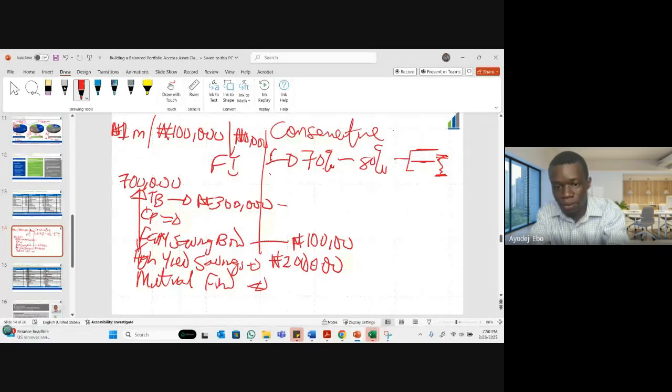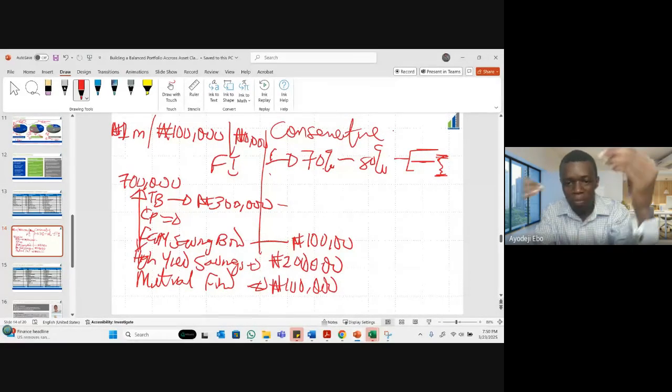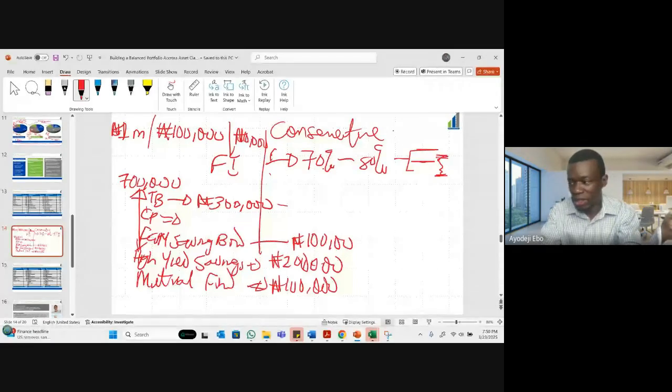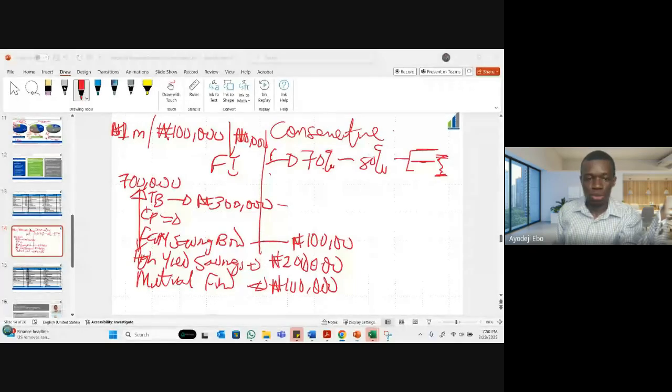So this is 100, 200, 300, 600, then you put 100. It may look complex to you, and you may say I don't have the time to do all this, right? And you can just say, okay, this 700, I'm just dividing it into two. I'm doing treasury bills and high yield. I'm doing mutual fund and treasury bills.